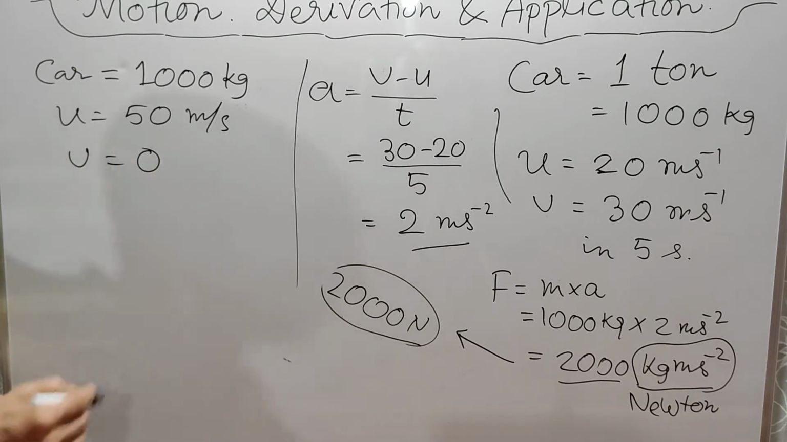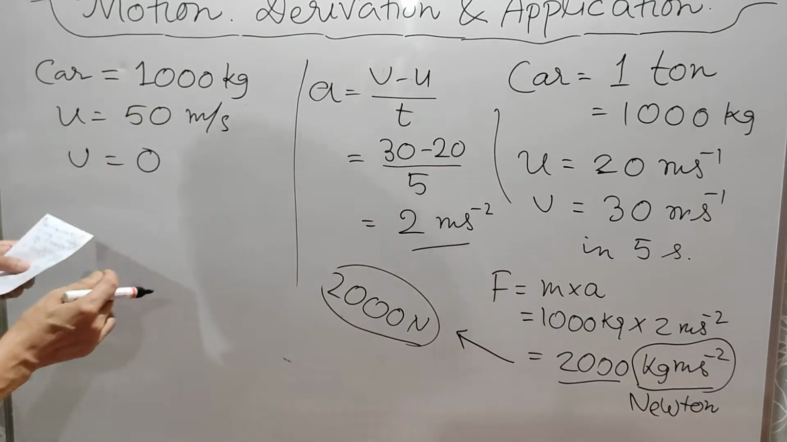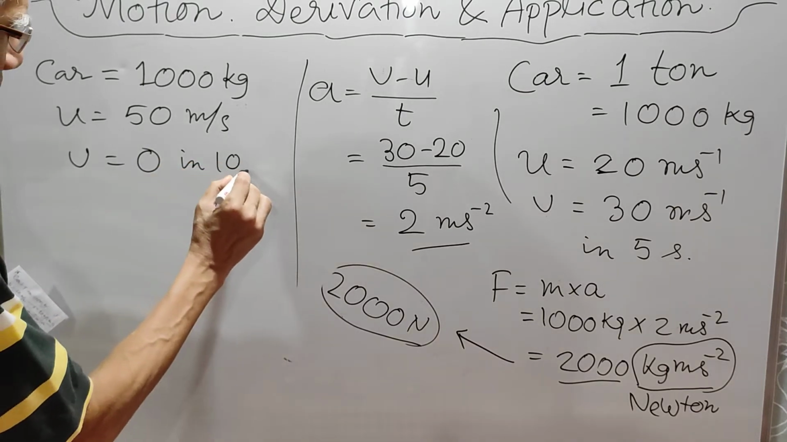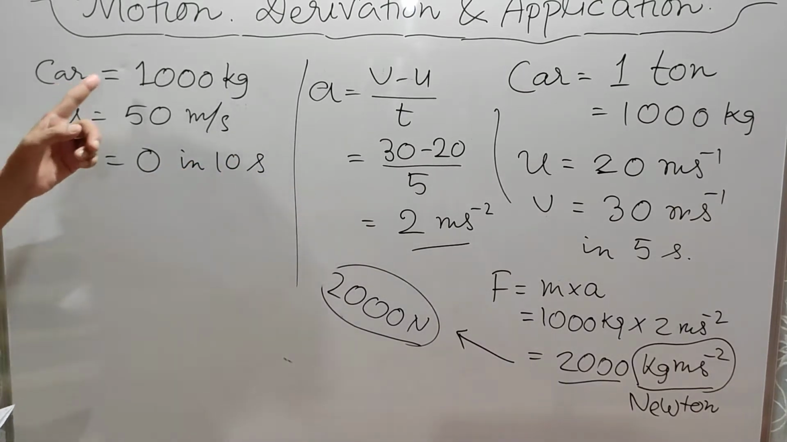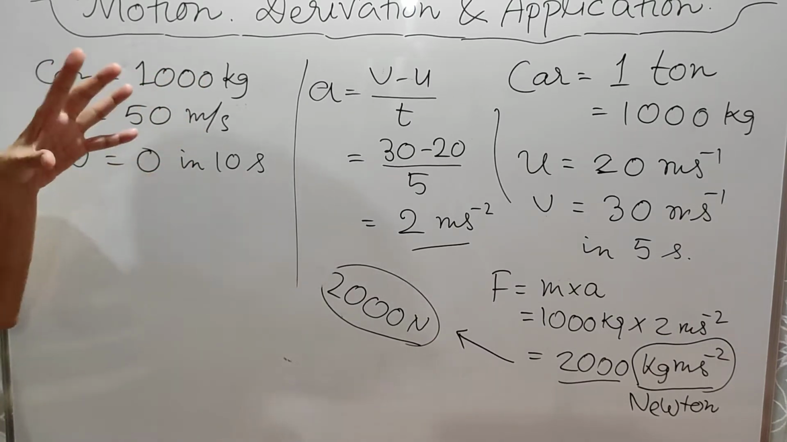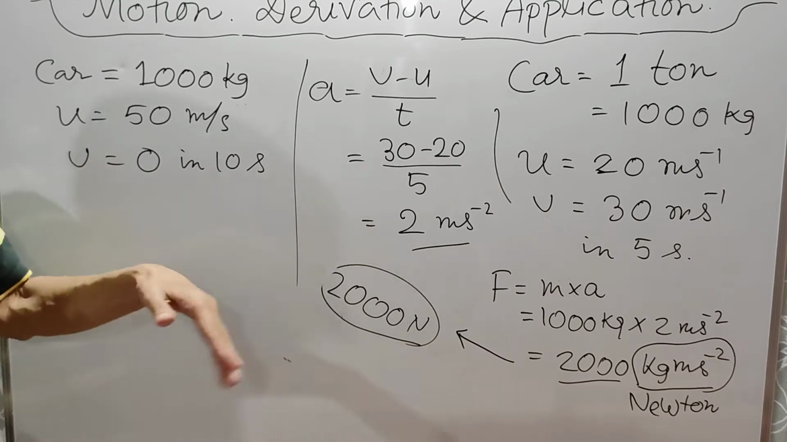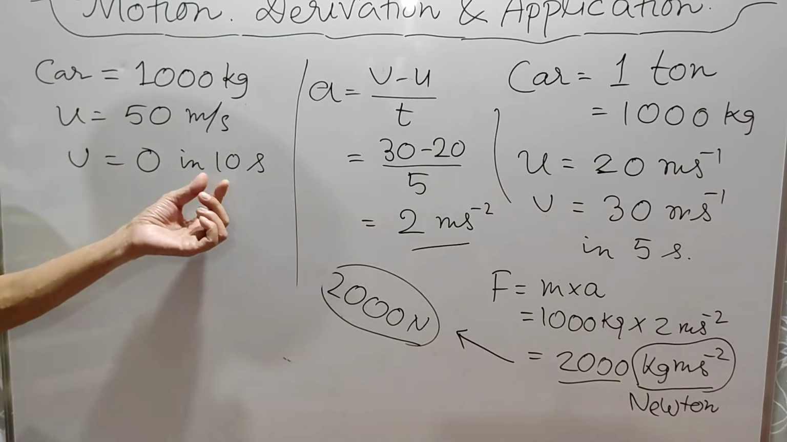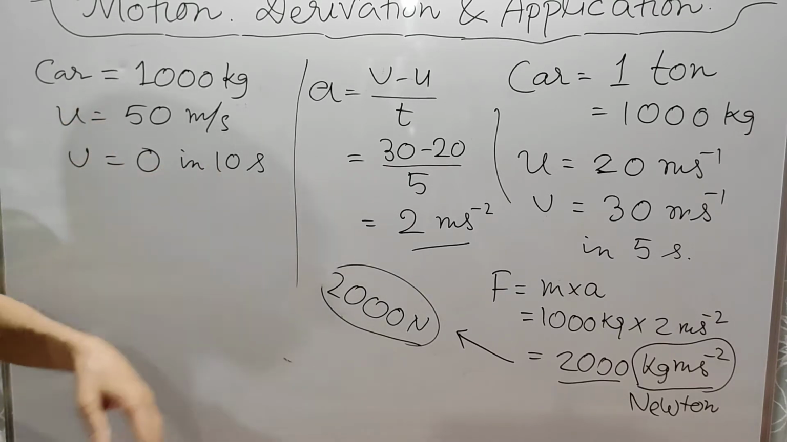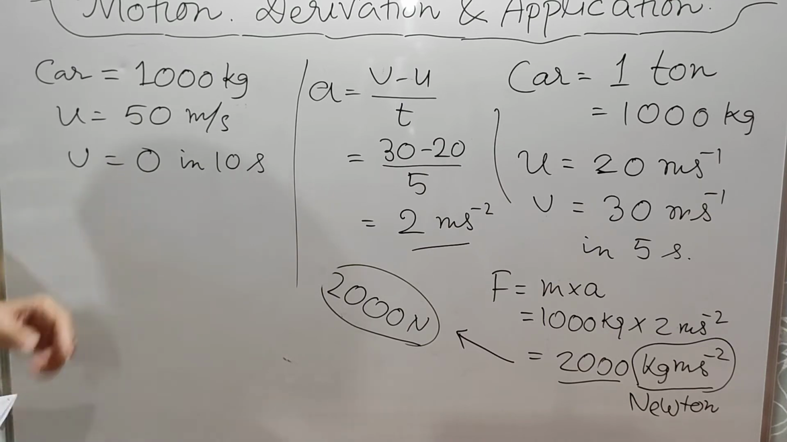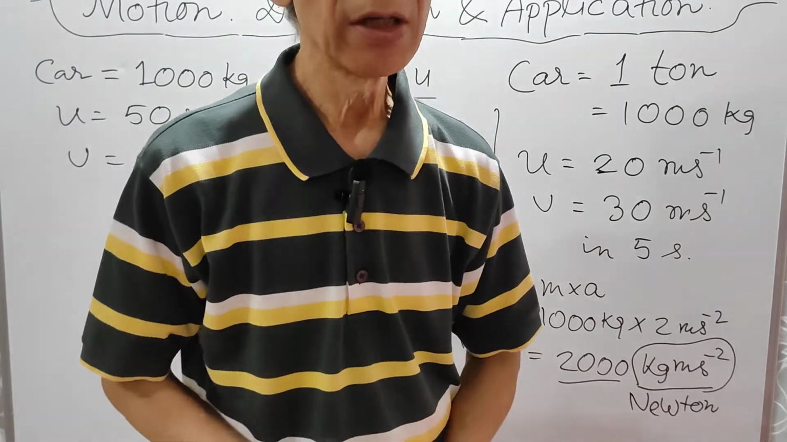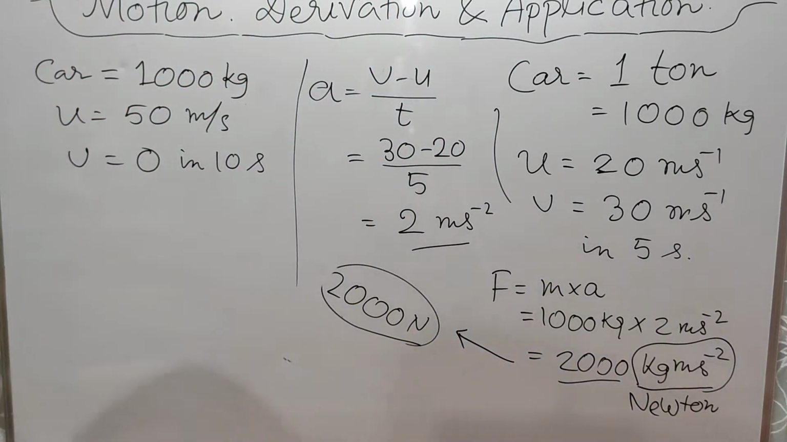Final velocity is 0, and these brakes are applied for what time? 10 seconds. So this is the mass of the car, it is moving with uniform velocity 50, then the driver has applied brakes. As a result, the car slows down. The driver has applied brakes constantly for 10 seconds, so in 10 seconds the car has come to rest. So v equal to 0. Now the question is, find the force that the brakes apply on the car.